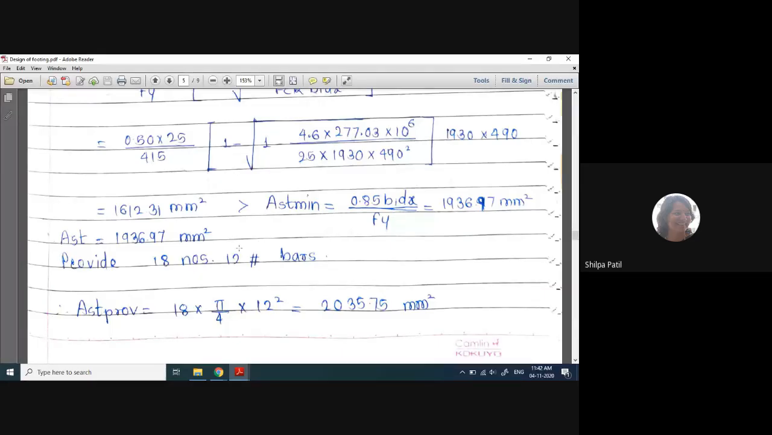So we assume the diameter 12 mm and then we calculate the number of bars required. Accordingly, the number of bars are coming as 18 numbers, 12 mm diameter bars. So what is the actual AST provided? That is calculated here, area of a single bar multiplied by number of bars. So this is coming as 2035 and the required is 1936. So this is satisfactory.